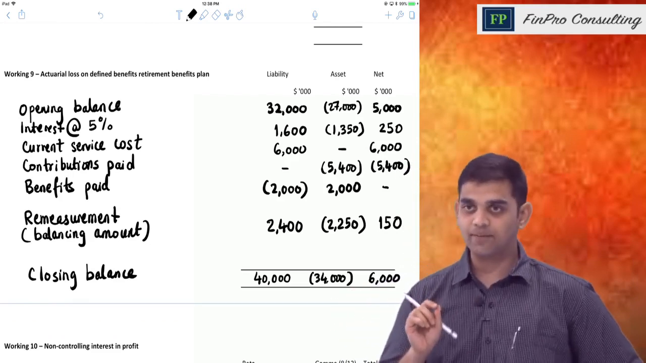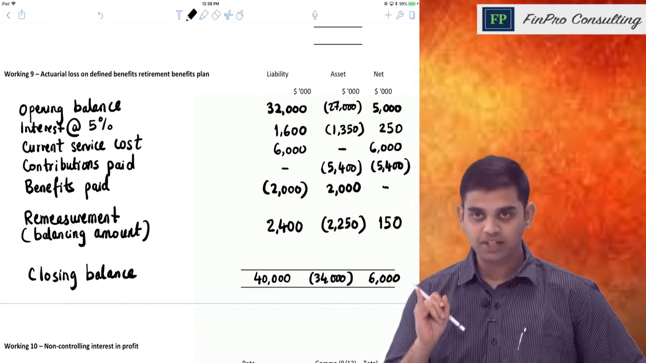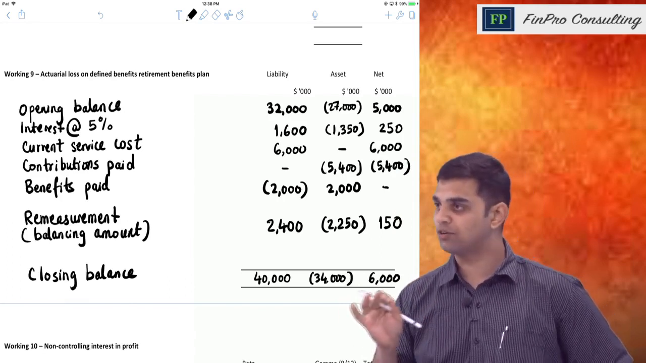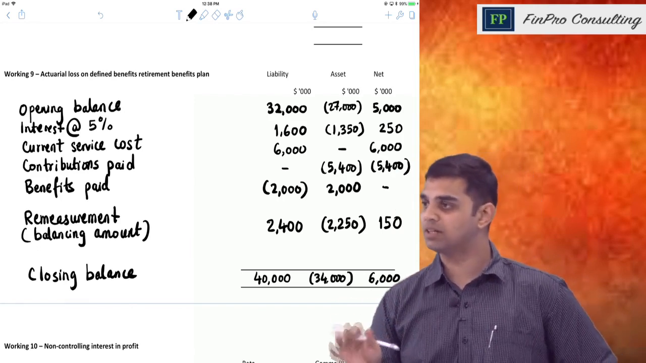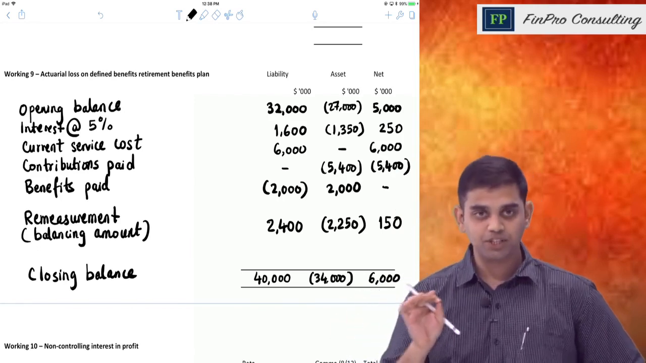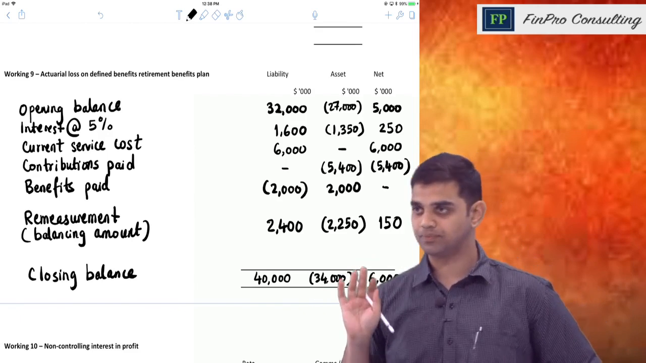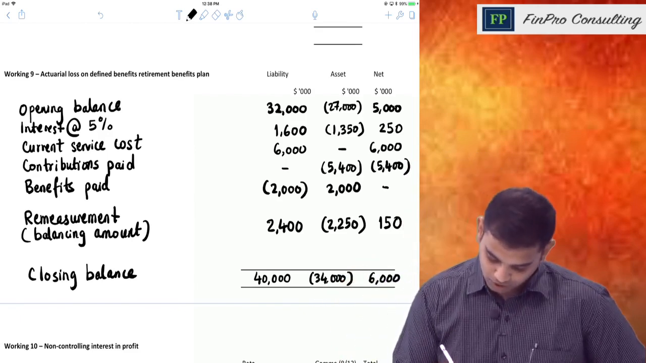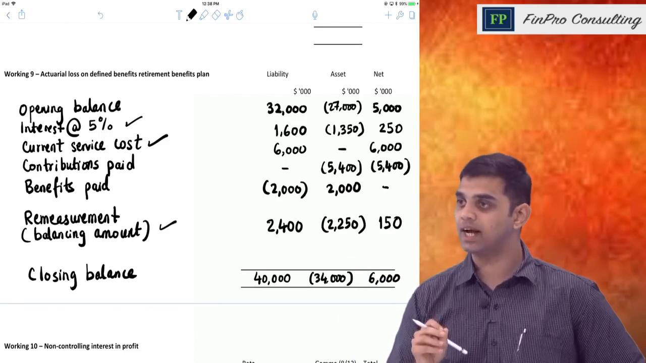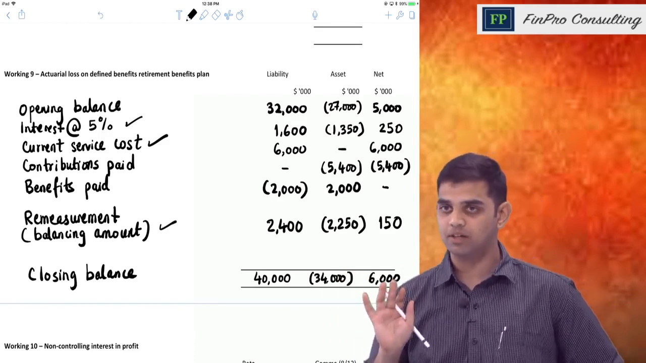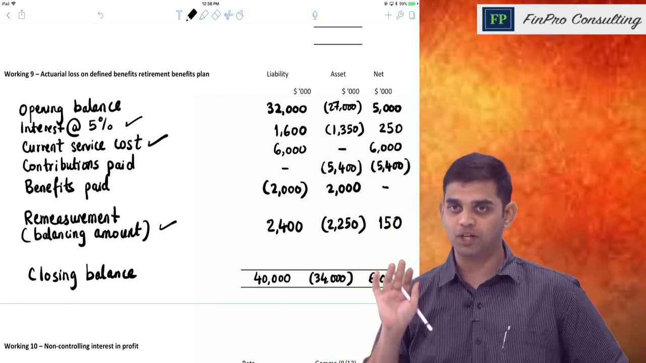So what are the relevant amounts for me? First is interest cost, that will be added to the finance cost. Then you have current service cost, which will be added to administrative cost. And then you have remeasurement, that will go to OCI. Got it? So interest, service cost and remeasurement, all these three items are P&L or OCI items. I will take it to the respective working notes.